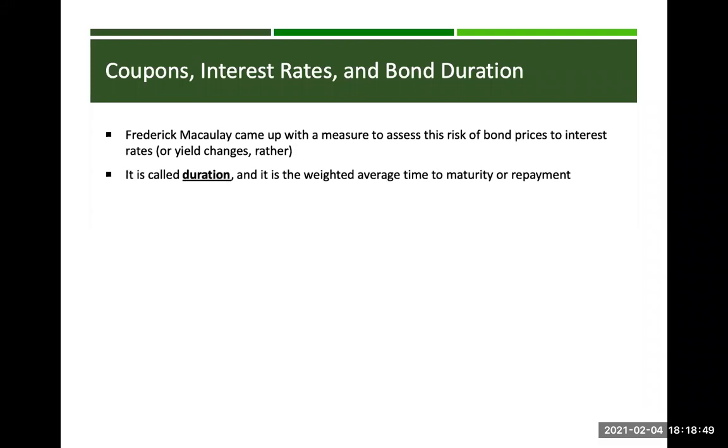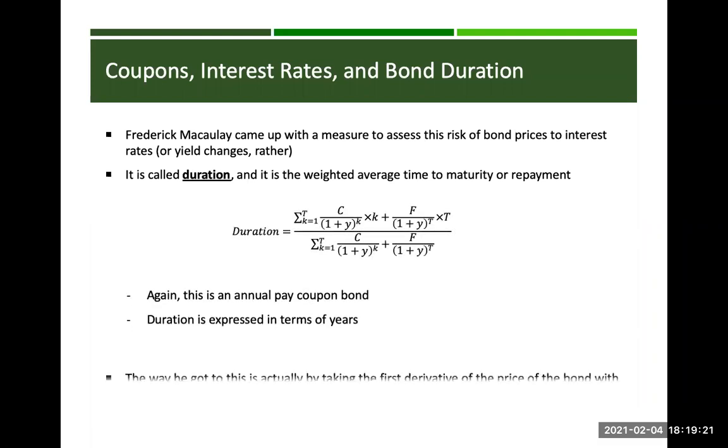How much is the price going to change? That's the next big question. How much will the price change? And so Frederick Macaulay came up with a measure to assess price risk, the risk of how much the price changes when interest rates or yields change. And he called it duration. Duration is the weighted average time to maturity, or in other words, to repayment. But there are peculiar weights on there.